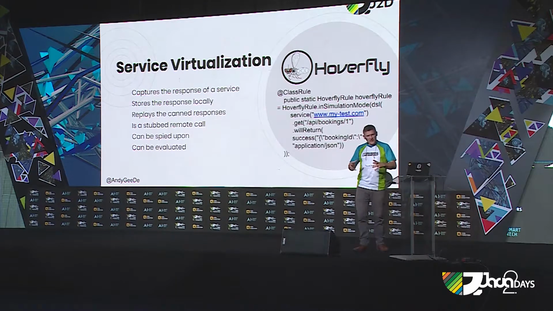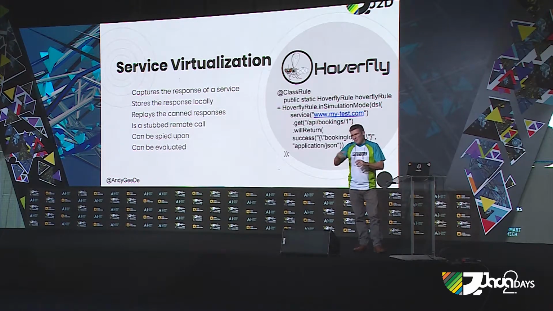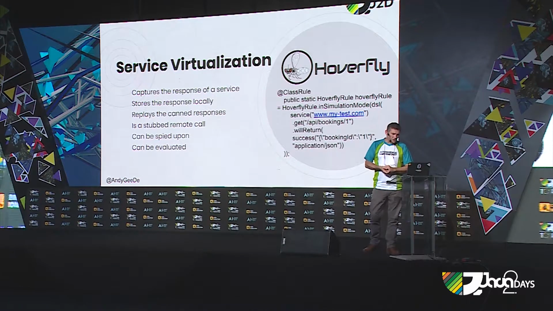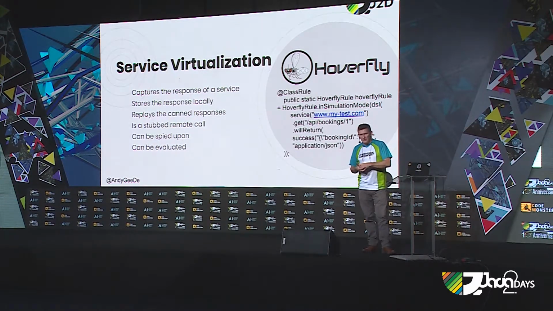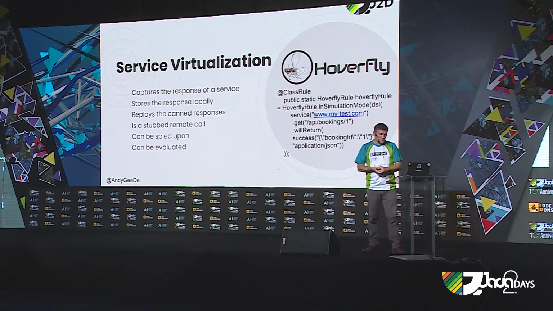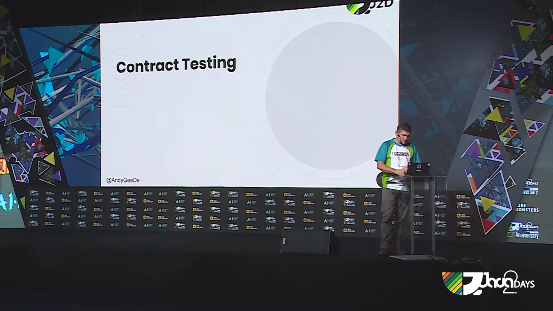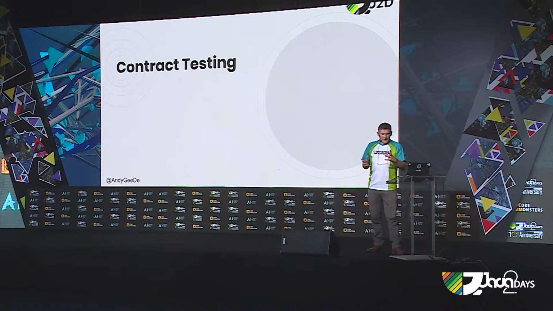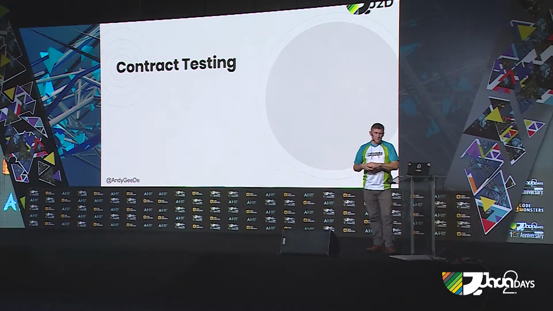So the advantage of that is you can fire up a bunch of services that you wouldn't normally need or that you wouldn't normally have access to, capture those responses and store them locally. And this is done just very simply through adding a rule to a bog standard JUnit test. So nothing really scary about it. We take that a step further with contract testing. So virtualization is where we've captured this canned response from a server. And this is nice when you know this service is not going to be changing.